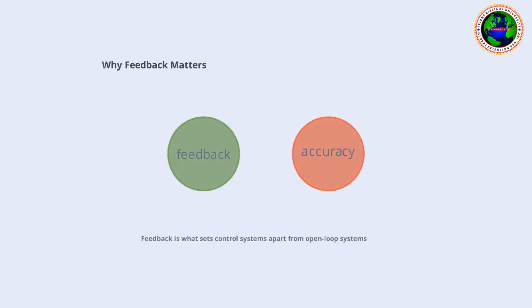Feedback is what sets control systems apart from open-loop systems. With feedback, the system can detect errors and correct them in real time. This makes the system more accurate, stable, and adaptable to changes. In robotics, feedback is essential for tasks that require precision, such as picking up objects or navigating complex environments.